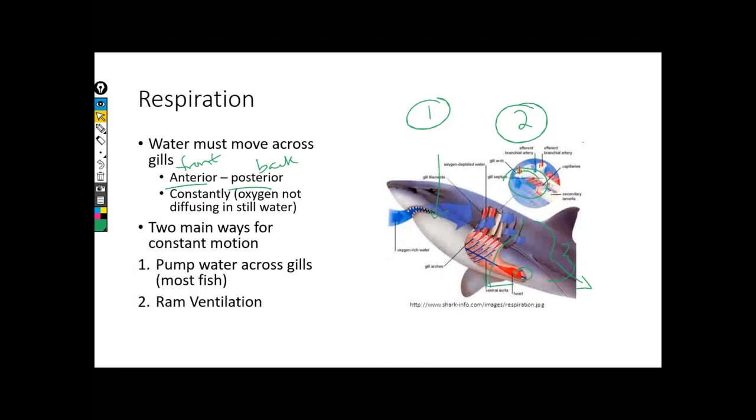What happens when I just do this? The second option that occurs, and we still need that top thing to be occurring, right? Our goal is still to move water anteriorly to posteriorly and constantly move that water, but not all fish can or do effectively pump. And so they use what's called ram ventilation. Finally, something that's named intuitively, at least.